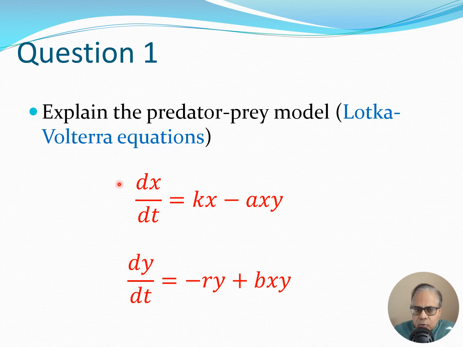So let's first take a look at these equations, and I have these two equations here in red. You can see that these are simultaneous differential equations. The variables we need to solve for are x and y. We need to find x as a function of t, y as a function of t, and you see that a, k, r and b are constants.